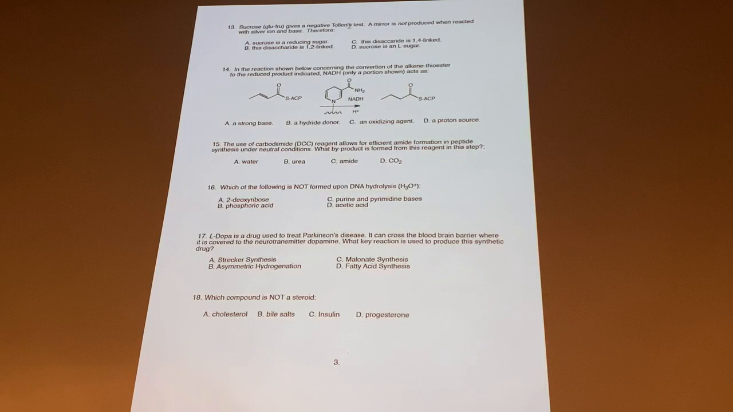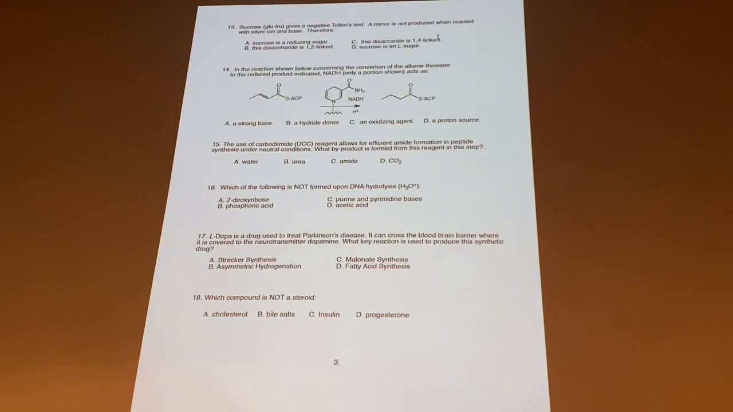Glucose, negative tolerance test, may or may not produce. Therefore, it is a reducing sugar? No, it's 1,2 linked. Well, yeah, you need to know something about the structure of glucose and fructose. In fructose, the 2 position is anomeric. The 1 position of glucose is anomeric. So that looks correct there, but make sure you look at the other 2.